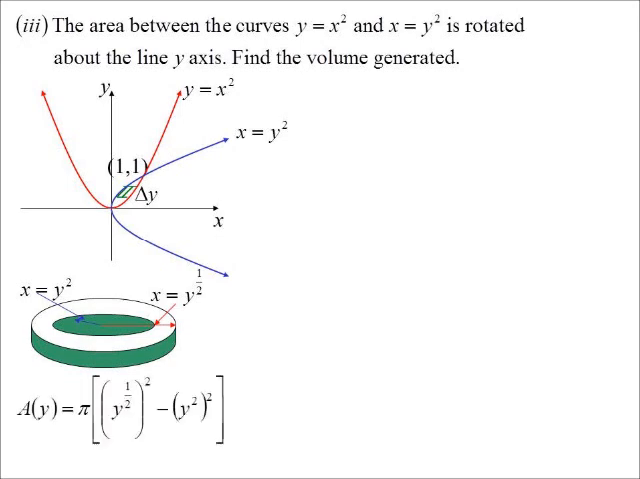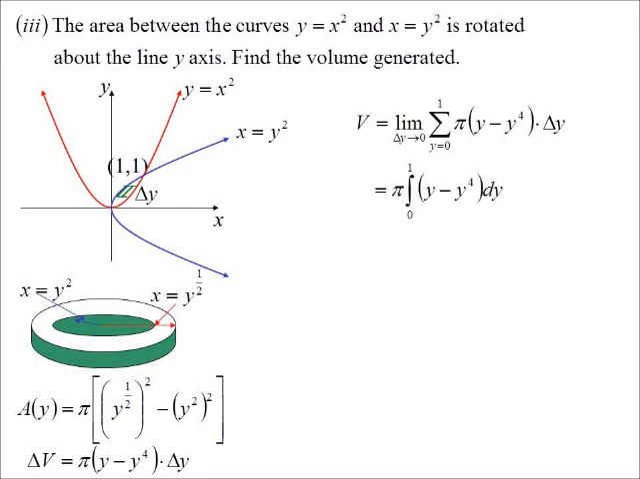So it's going to be the top one squared, in this case y to the half squared, minus y squared squared. And then the rest is we can expand out and do our sum. Now the sum is going from 0 to 1. Remember, it's y values, so we're going from the bottom where they meet, so the y value there is 0, up to the point of intersection, so it's 0 to 1.